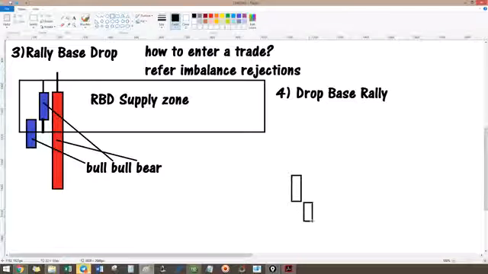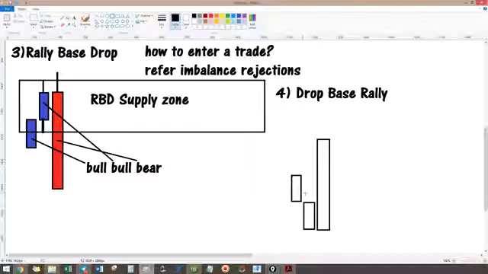1, 2, and a 3. Okay, it must engulf this one, okay, to make it as a base.